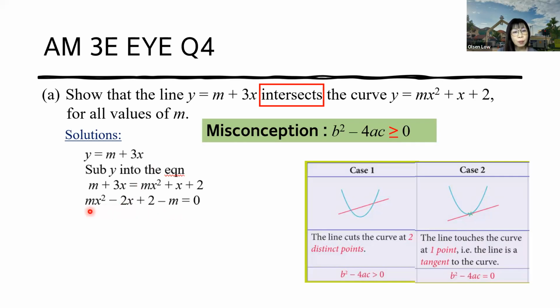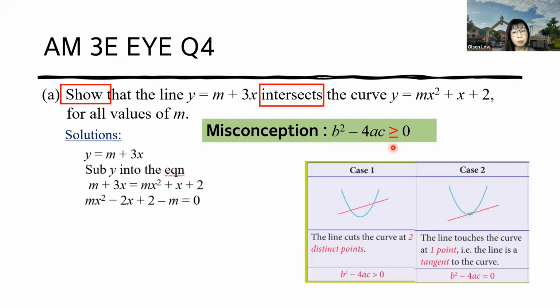With this, you must be able to identify the coefficient of x squared, which is m, the coefficient of x, which is -2, and the constant term, which is c here, will be 2 minus m. Before we proceed, we must identify the next tricky thing in this question, which is the keyword show. When a question asks you to show, it simply means that you are supposed to show this particular condition. That means you must derive b squared minus 4ac greater or equal to 0.